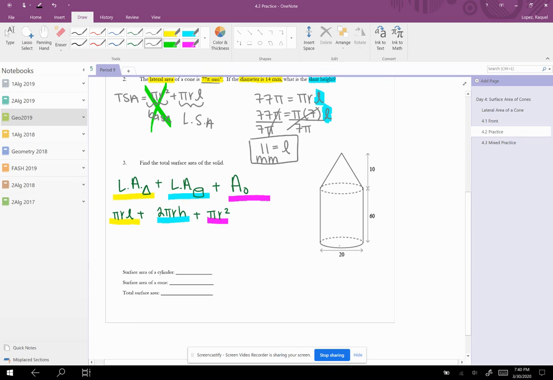So it looks like all of these shapes have the same radius. If the diameter is 20, that means that the radius must be 10. Okay, so I've got pi times 10. Oh, and I don't know my slant height. Okay, so let's go over to the cone really quick. I do know the height of the cone, and the height of the cone is 10.